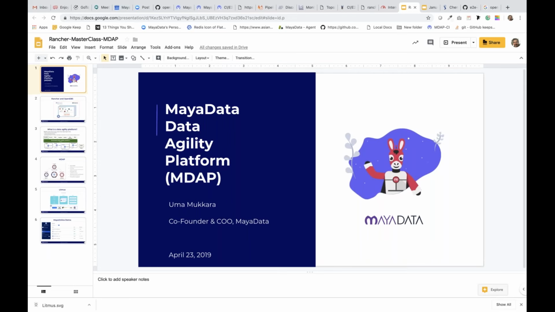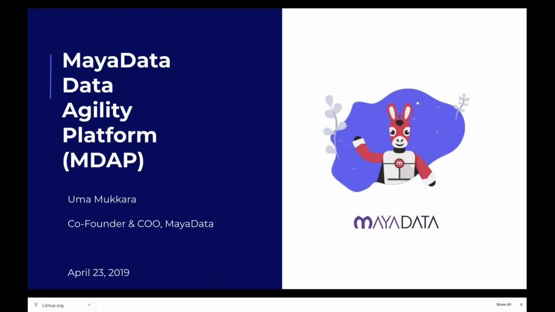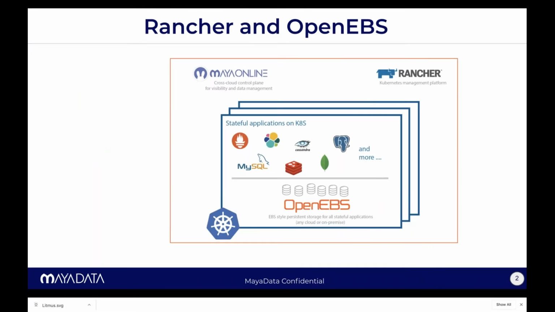So here, I think I have about 5 minutes. What I want to really show quickly is how you can use Maya Online and another open source project, or a part of our software commercial bundle, called Litmus. I'll just spend a couple of minutes on how Maya Online and Litmus together with OpenEBS can really be complementary to Rancher as a solution in building real persistent storage in your Kubernetes clusters.